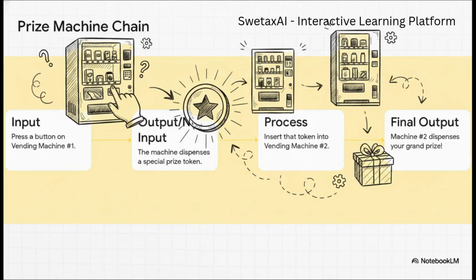Okay, imagine a super fancy prize machine. You press a button, but instead of a snack, it pops out a special token. That token, that's the output of your first function. You then take that very token and use it as the input for a second machine. The awesome prize you get at the very end is the result of the composition of those two separate functions working together.